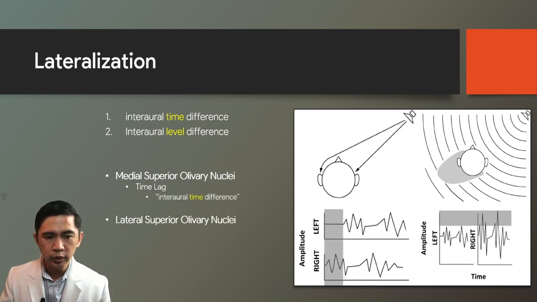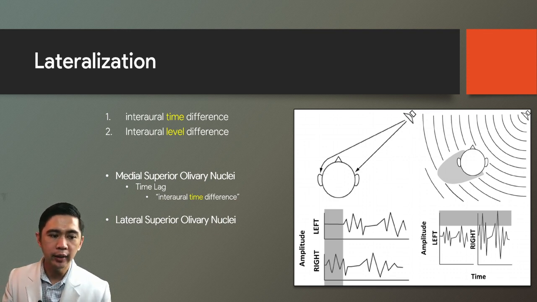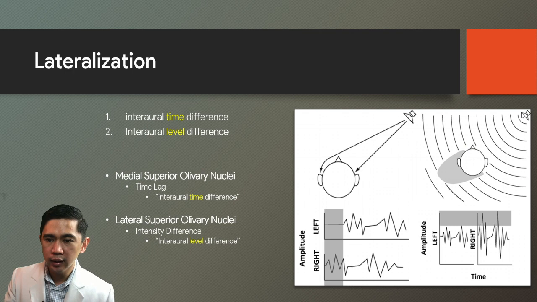Another is the amplitude difference or the level difference. In the lateral superior olivary nuclei, it can detect the intensity difference of the sound, also known as the interaural level difference. So going back to the image, we can see that whenever there's a sound source on the right, the intensity that reaches the right ear is higher, meaning more volume is heard by the right ear compared to the left ear because the head actually shields the level. It deflects the volume away from the left ear.